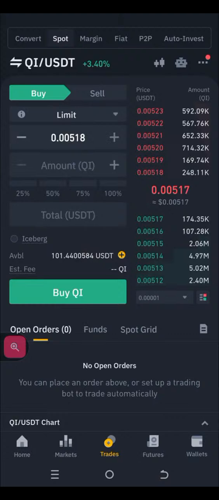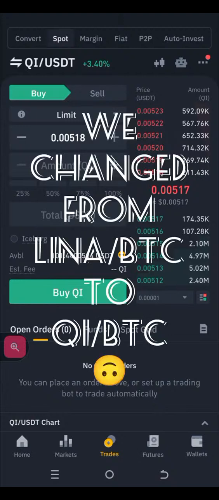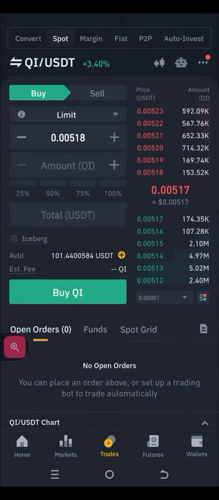And the reason why this took quite a long time, I think about 9 days, was because of the bloodbath that happened, and we had to change from Lena BTC. Remember, go all the way, change to QI BTC, and then sell for profit in QI USDT. So it took a long roundabout journey, but eventually we arrived at profit.